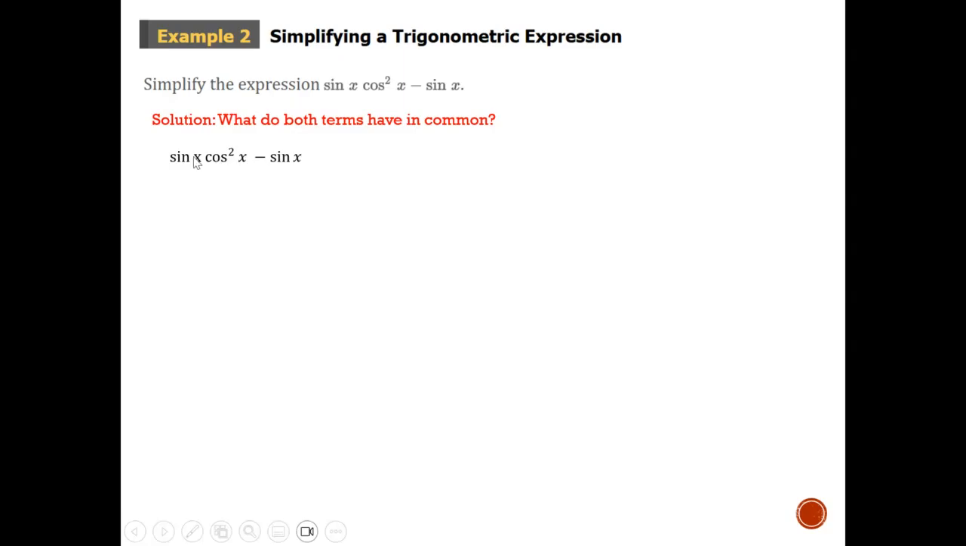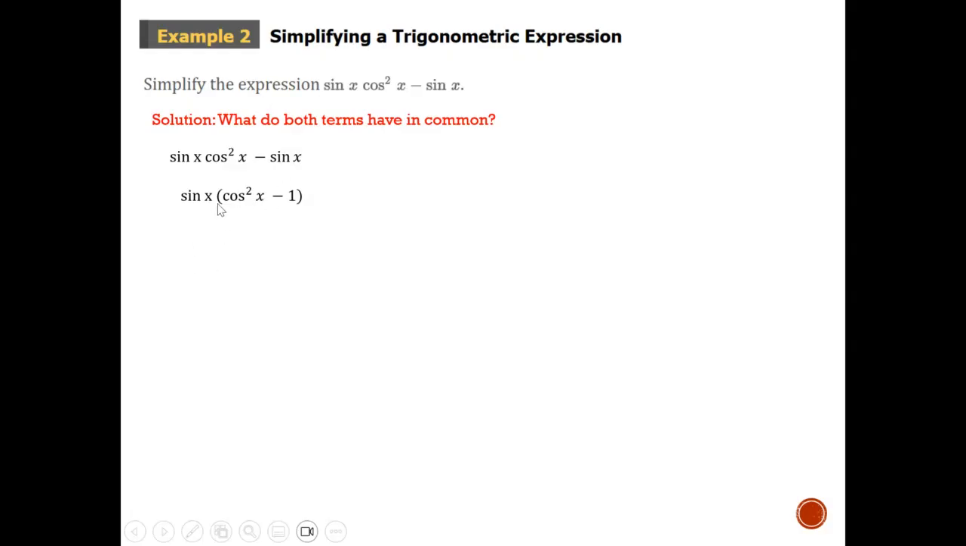So if you have sine x cosine squared x minus sine x, don't they have the sine x in common? So my first step, guys, that's what I'm going to do. I'm going to factor out sine of x. So if I do that, we're left with cosine squared x minus 1. And you can always check your work. Sine of x times cosine squared x will give us sine x cosine squared x. And sine of x times negative 1 will give us negative sine x. So I know this is correct.